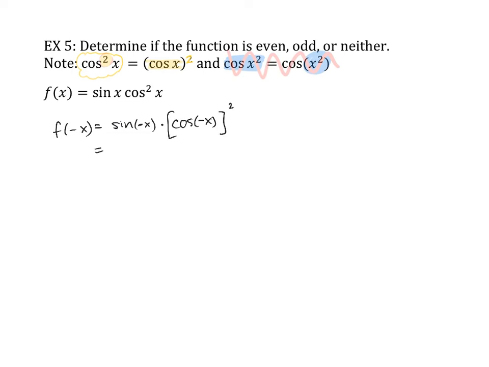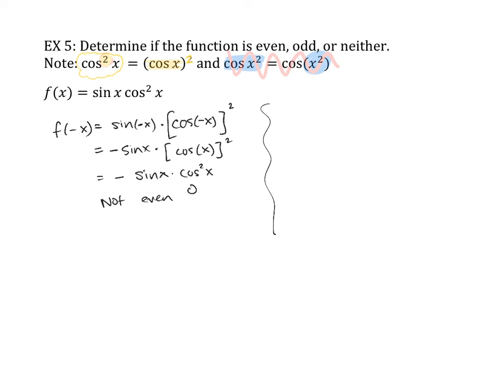Now sine is an odd function, so sine of the opposite of x would be the opposite of sine of x. Now cosine is an even function, so cosine of x is the same thing as cosine of the opposite of x. So we'd have negative sine of x times cosine quantity squared of x. Well, that's not even, right? Because to be even, we need the output to be the same when you put in an x or the opposite of x. So it's certainly not even.